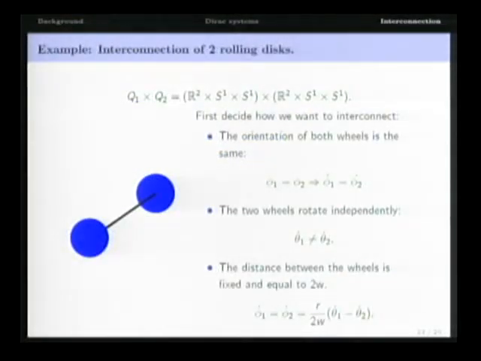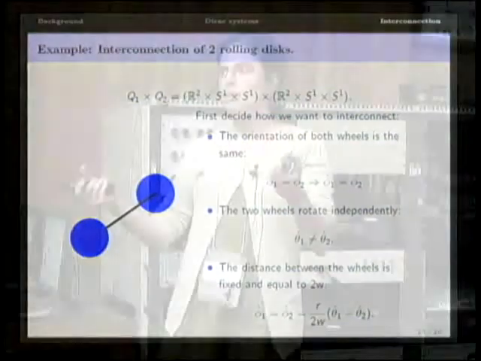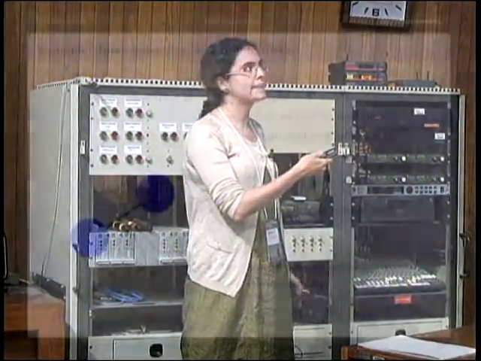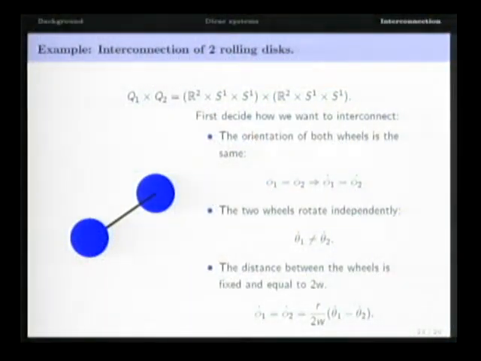So now the idea is we're going to take two rolling disks and we're going to interconnect them. And we're going to decide how we want to interconnect them, since we can think of many different ways. When you do interconnection, the constraints that we already have for these rolling disks independently are still there, so we keep those constraints. And then we need to add more constraints so that they're rolling together with an axis, like it's joining them.